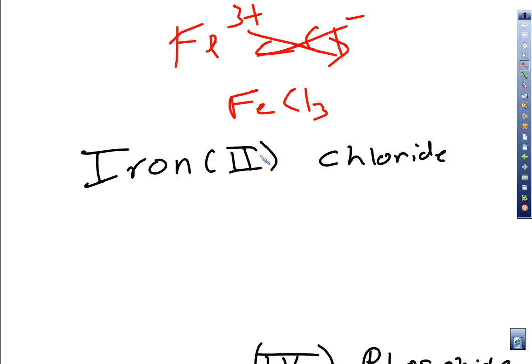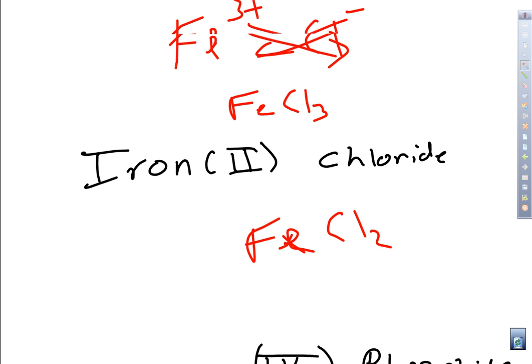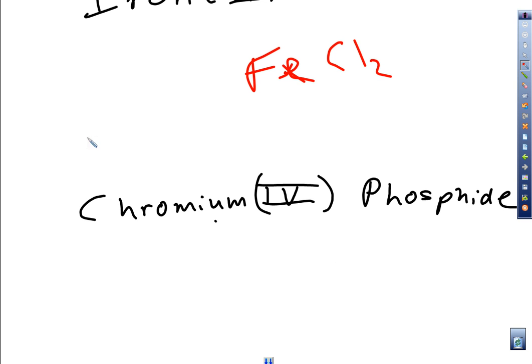So then we come back down. This one is going to be FeCl2. And then this guy right here, see if you can figure it out. Yep, it's Cr3P4, because this right here is the Roman numeral for 4.